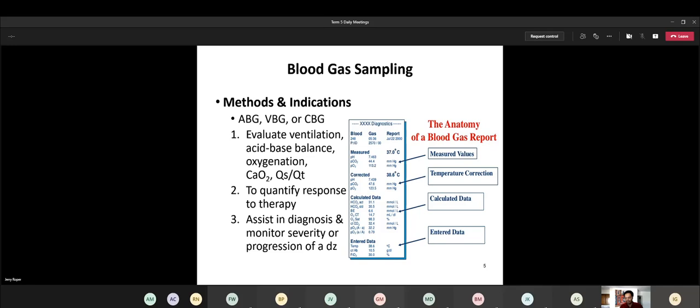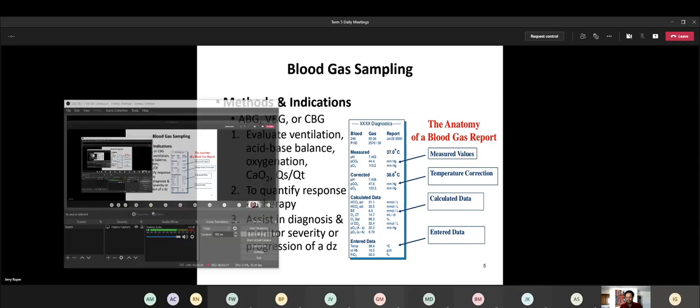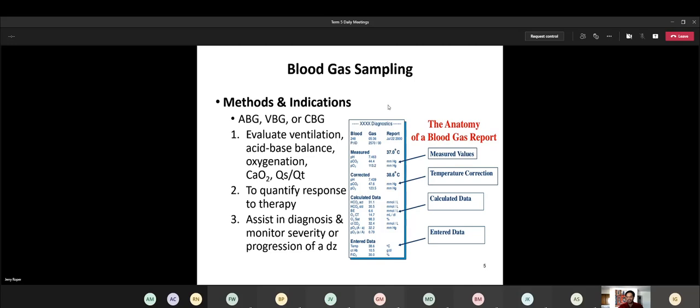And this is the one that's probably generated by the machine. Sometimes it's just like a little ticket, similar to a cash register, giving you the receipt. It gives you this little breakdown, or it could be printed on an actual document. You just have to send it to the printer and it'll give you all your information. And then it'll usually be categorized as measured values, calculated values, anything that you have to enter into the computer, and then this temp correction section here.